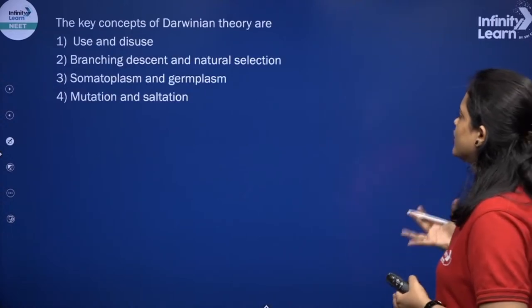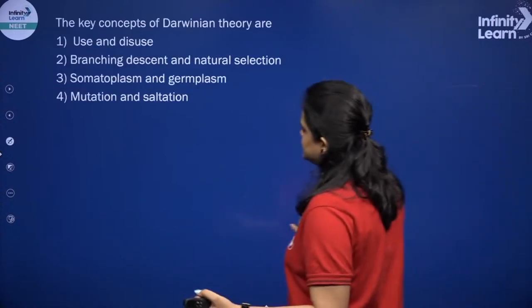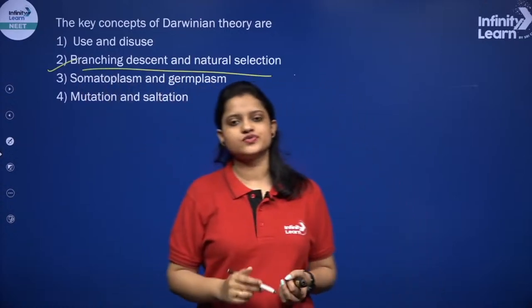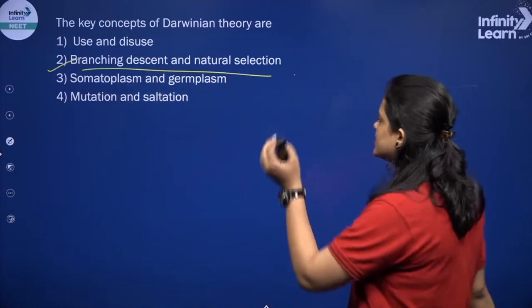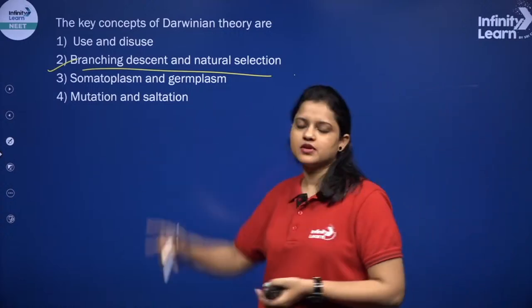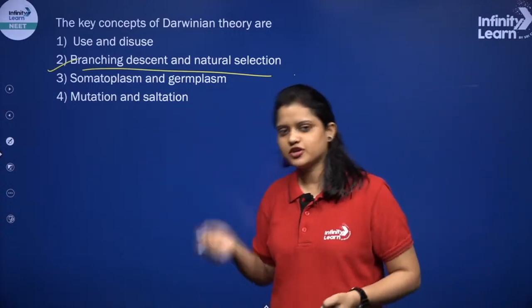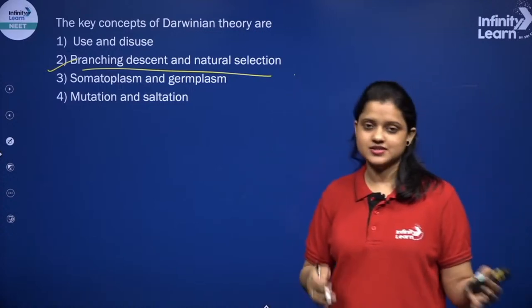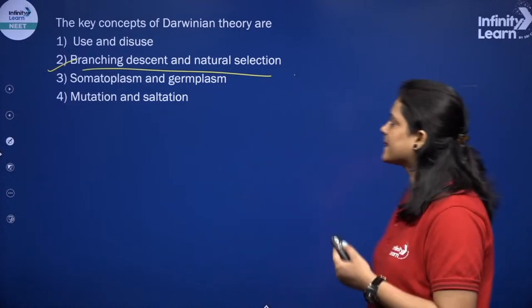The key concept of Darwinian theory is branching, descent and natural selection. Use and disuse was given by Lamarck. Okay, then mutation and saltation was given by Hugo de Vries. Correct option for Darwin is branching, descent and natural selection, discussed in his book, right?